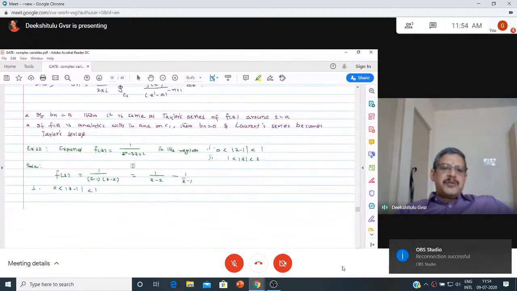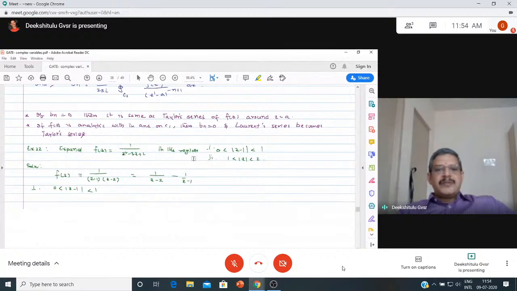Okay, expand f of z equal to 1 by z squared minus 3z plus 2 in the region 0 less than mod z minus 1 less than 1. So f of z is 1 by (z minus 1)(z minus 2). We have to apply this Laurent series. First we have to split this into partial fractions, that is 1 by z minus 2 minus 1 by z minus 1.